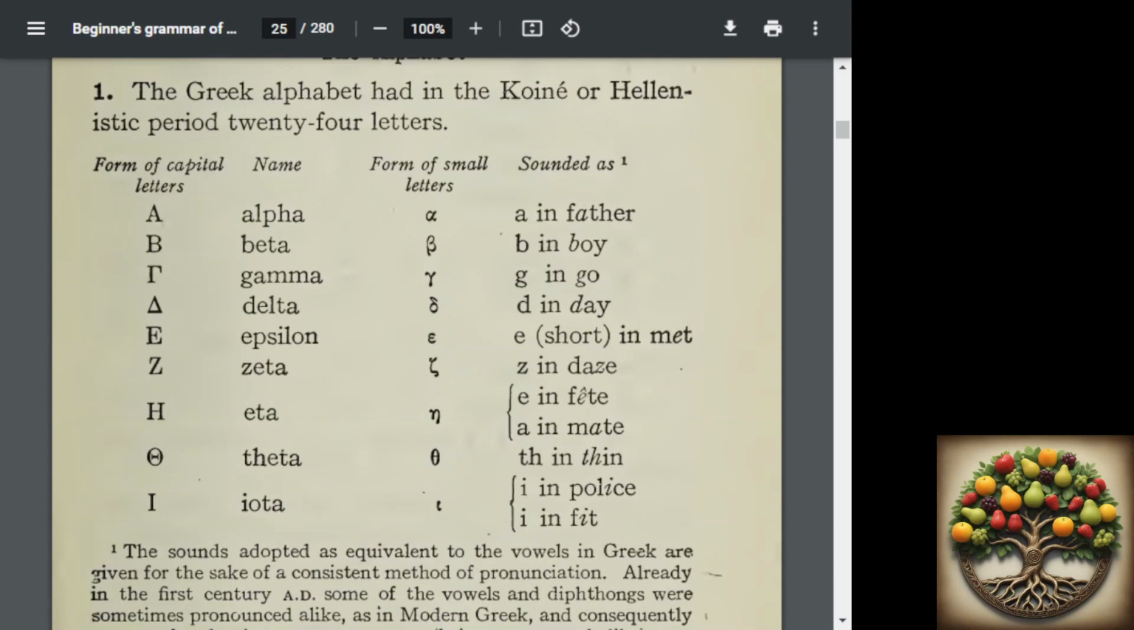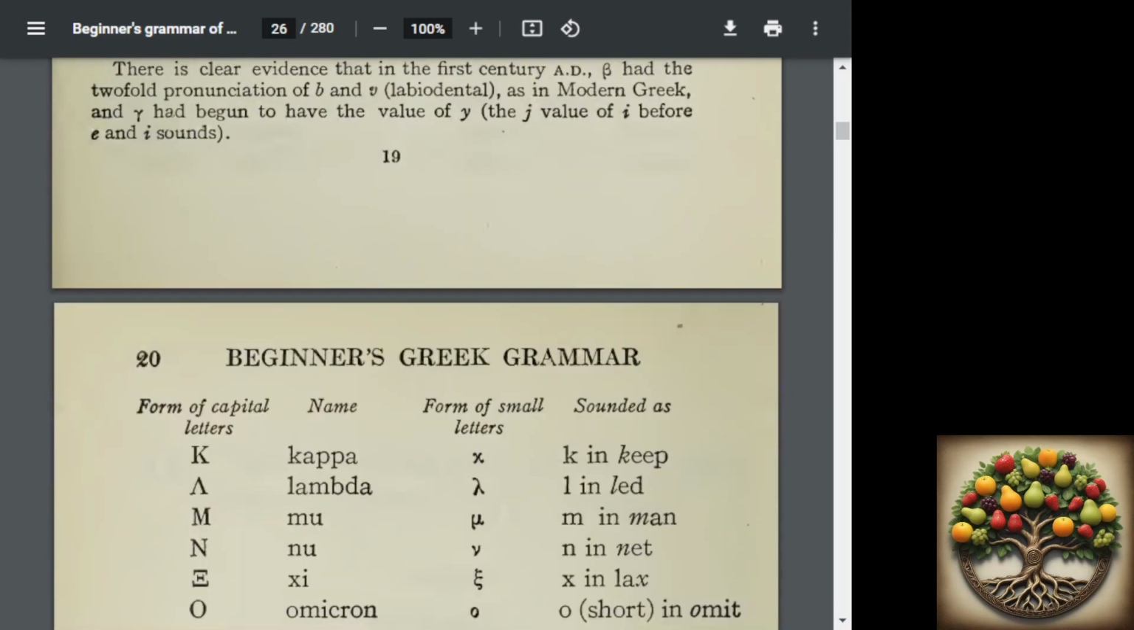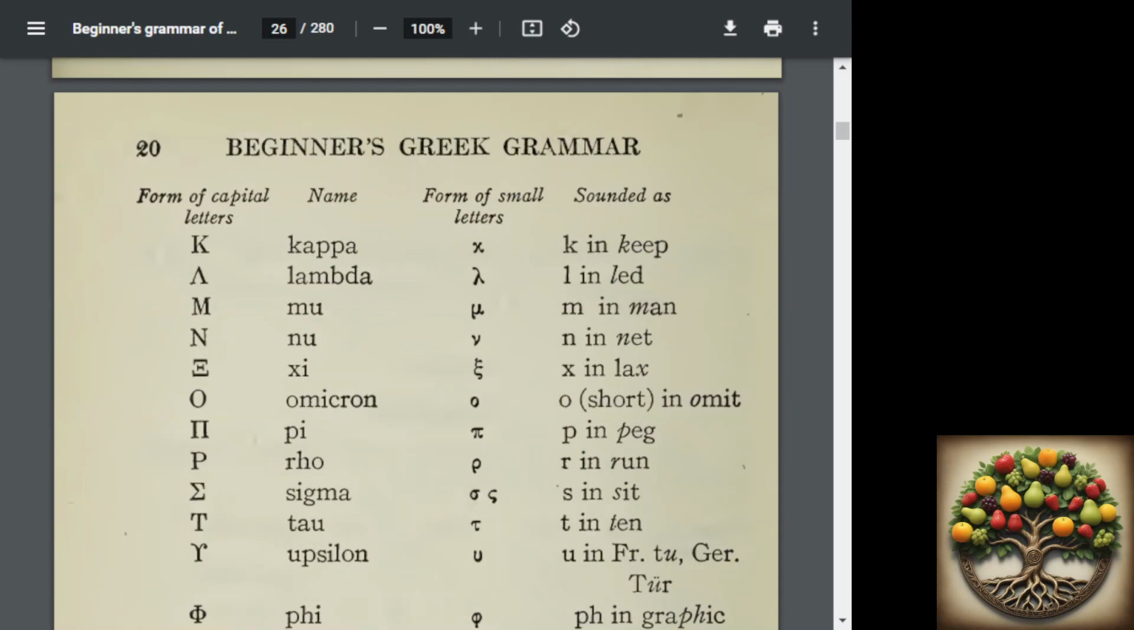Our first letter is alpha, beta, gamma, delta, epsilon, zeta, eta, theta, iota, kappa. Now, the font of this text, this kind of looks like an X, but it really is going to look like a K when you are writing it and when you see it in other fonts.